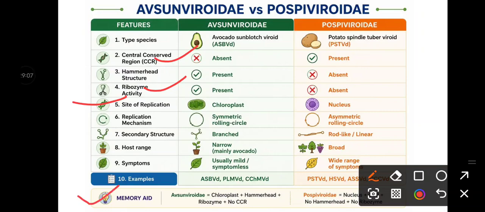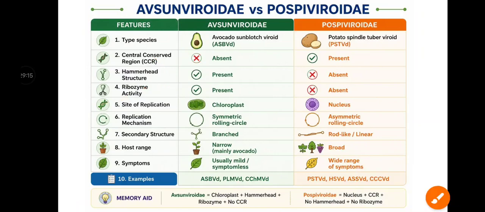Okay, you can read this memory aid: Apson viroid means chloroplast plus hammerhead plus ribozyme plus no CCR, whereas possibility means nucleus plus CCR, no hammerhead, no ribozyme.